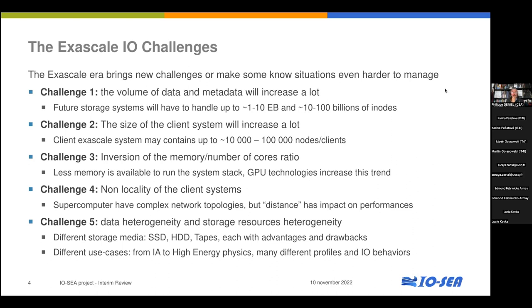Another point is that the size of the system itself is increasing. If you want more compute power, you need more cores hosted by more nodes, which means that an exascale system may contain up to 10,000 to 100,000 nodes or clients. And this will be driven by the introduction of new network topologies, which are directly connected to the fourth challenge about non-localities, that I will speak about later.